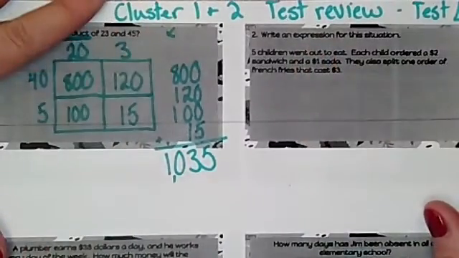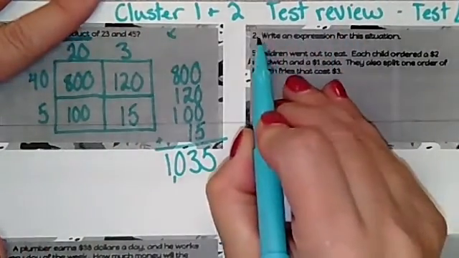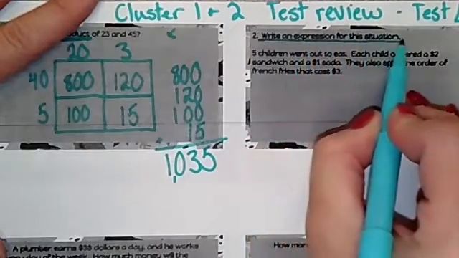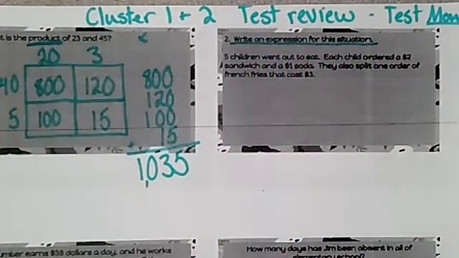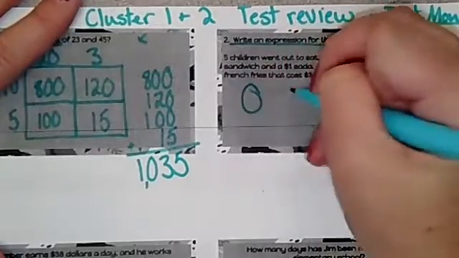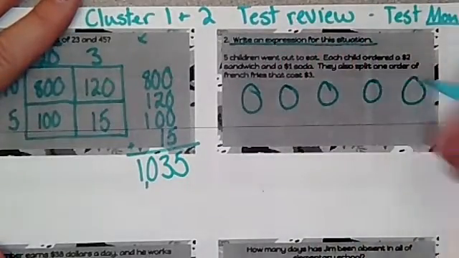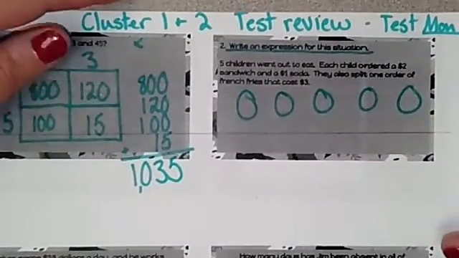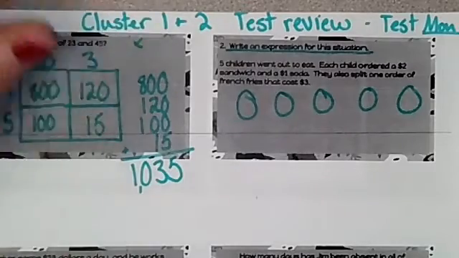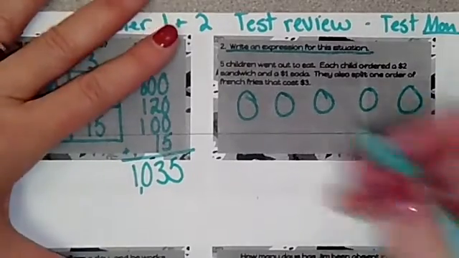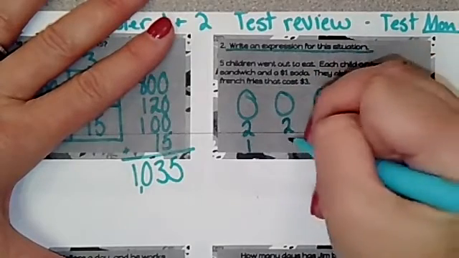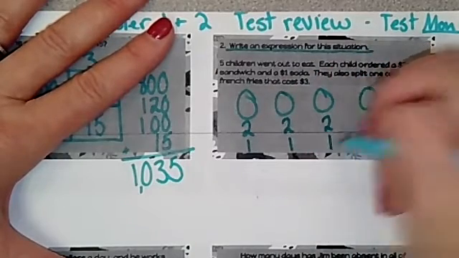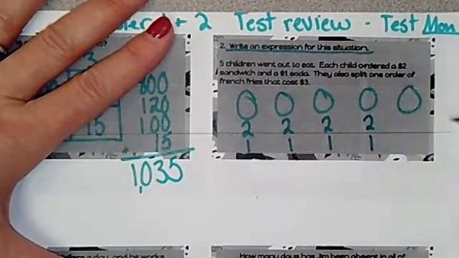Next one, write an expression for this situation. If I'm writing an expression, you're just writing what you are typing in your calculator. All right, 5 kids went out to eat. Draw them. 1, 2, 3, 4, 5. There's the 5 kids that went out to eat. Each kid ordered a $2 sandwich and a $1 soda. So a $2 sandwich, a $1 soda, for each of the kids.